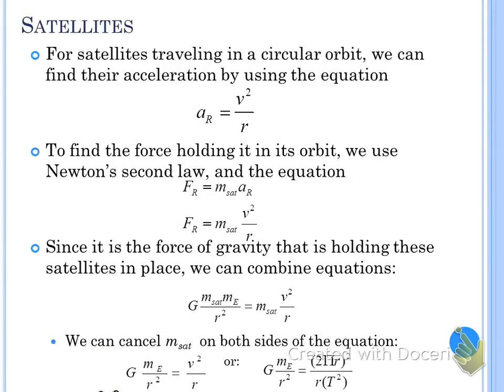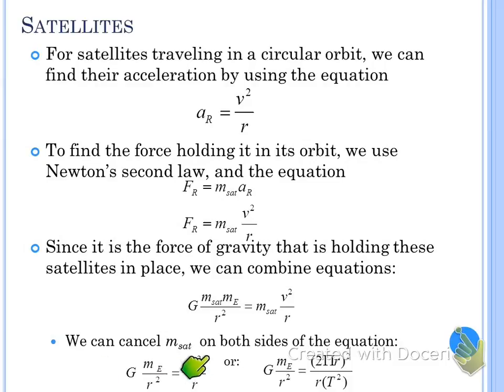This is one equation, right? And they're set equal to each other. This second equation is only different in the fact that we substituted for v squared. We put in 2 pi r over t, and we squared that for velocity. That's the only difference, right? Because 2 pi r over t is the equation for velocity.